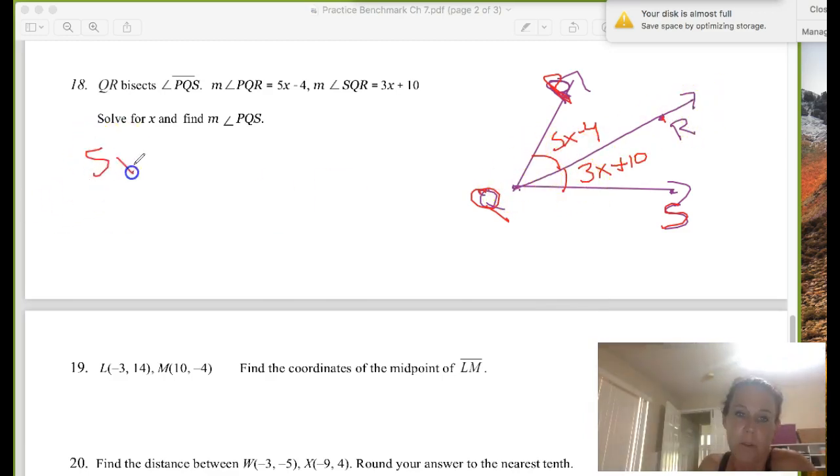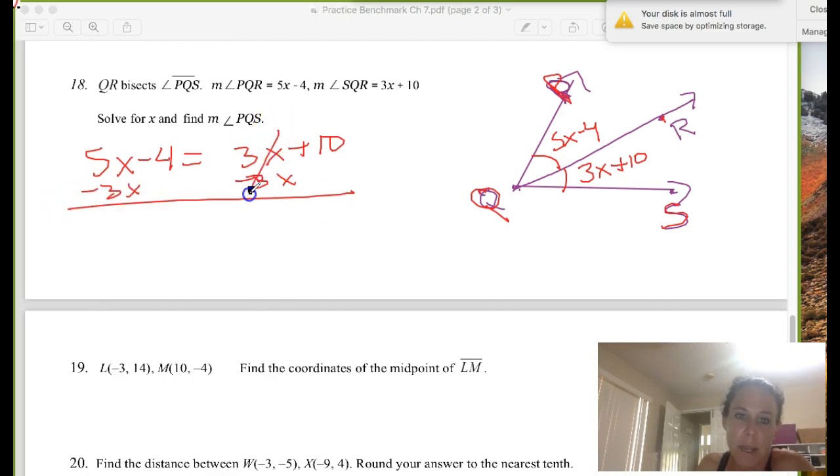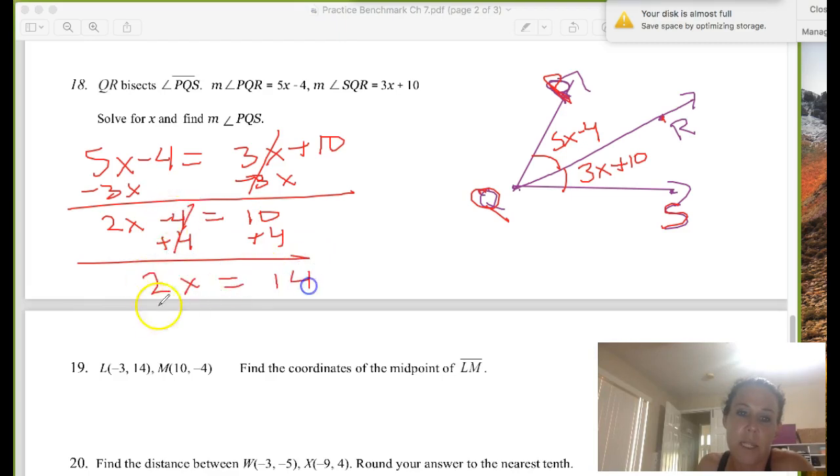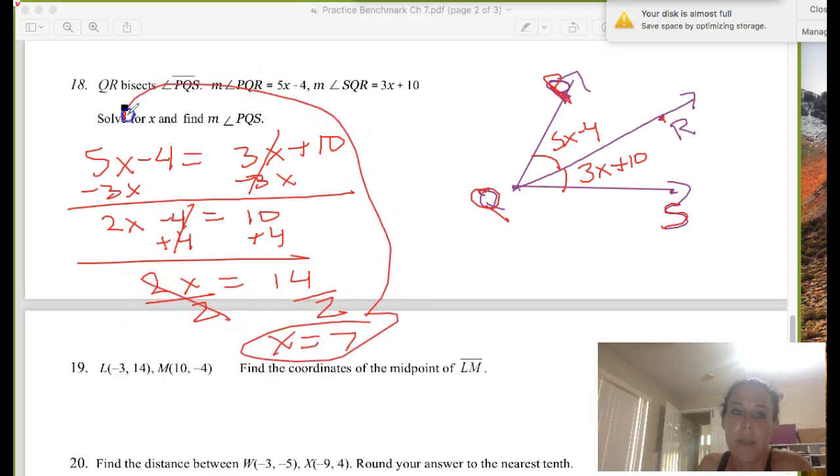So I'm going to go 5x minus 4 equals 3x plus 10 and just do my solving. A lot of simple algebra here. Subtract 3x to both sides. That's what I choose to do first this time, to get my x's together, and I'm going to get 2x minus 4 equals 10. Add 4 to both sides, and I'm going to get 2x equals 14, divide by 2, and I'm going to get x equals 7. Now I've solved for x, which is what they asked me to do.